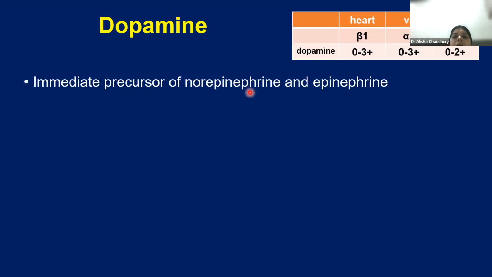Now coming to dopamine. If you look at the receptor actions over here, apart from the DA1 and DA2 receptors, you see dopamine has a mid-range action on beta-1, alpha-1 and beta-2. So similar to adrenaline, it also acts both on the heart and peripheries, but not as profoundly as adrenaline; this has a medium-range action on all three receptors. And as we know, dopamine is an immediate precursor of norepinephrine and epinephrine in the catecholamine pathway.